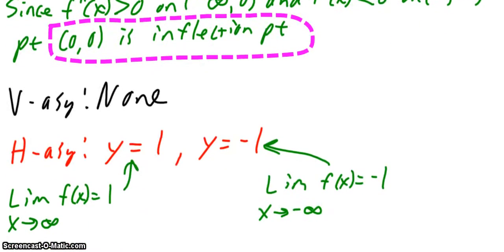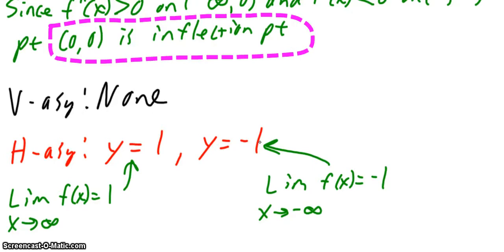There is no vertical asymptote, but I have two horizontal asymptotes here. I have a horizontal asymptote at y equals 1 and a horizontal asymptote at y equals -1. Now, how do I come up with those? Well, remember, I have to think about end behavior. And what is the end behavior of this function?